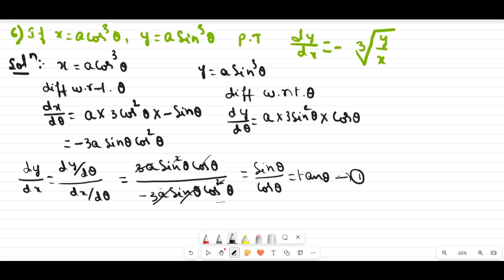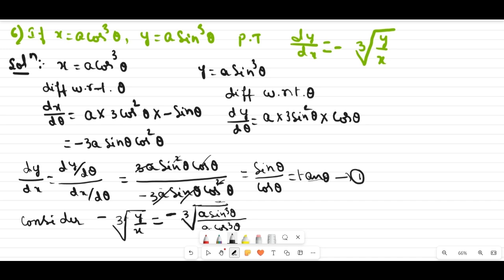Why should we consider this as equation 1? Because they have asked to show that dy by dx is minus cube root of y by x. So now I will consider minus cube root of y by x. What is y actually? y is a sin cube theta by a cos cube theta. A gets cancelled. Sin by cos is tan, so it is tan cube theta.